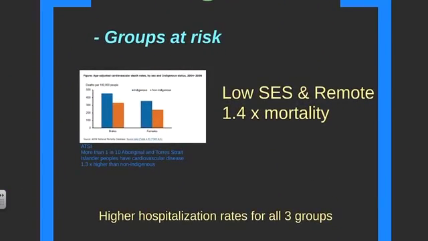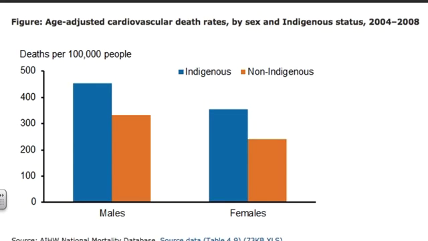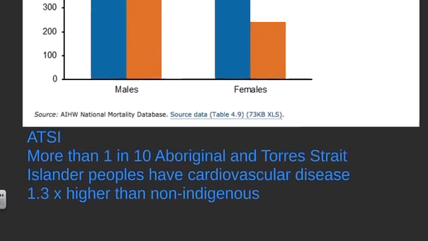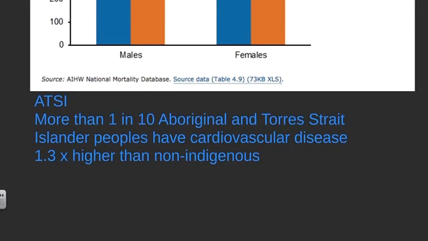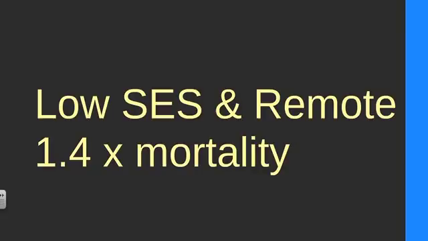Finally, groups at risk. We're going to look at 3 groups here. The ATSI group. You can see from this graph they have death rates far higher than the rest of the population. In fact, it's 1.3 times higher. That's significant. 1 in 10 ATSI people actually suffer some form of CVD in their lifetime.